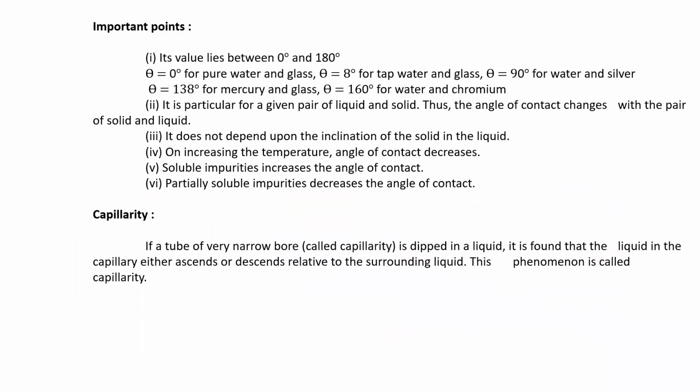Next, the value of angle of contact lies between 0 and 180 degree. Theta is equal to 0 degree for pure water and glass. Theta is equal to 180 degree for tap water, and theta is equal to 90 degree for water and silver surfaces. Theta is equal to 138 degree for mercury and glass surface. Then it is equal to 160 degree for water and chromium. Like this we have the value of angle of contact different for different surfaces in contact.